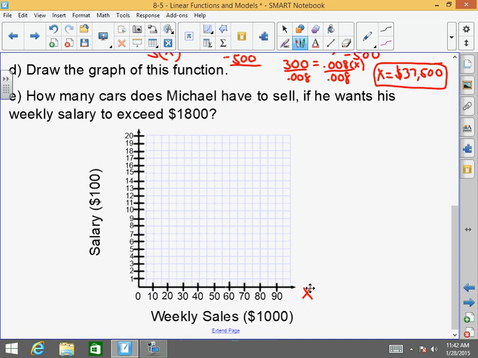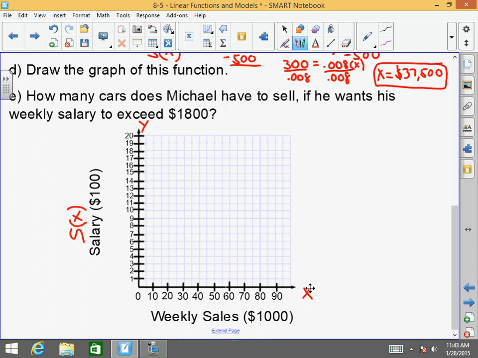And I know that my salary, my S of X, is dependent on X, so that's on my Y-axis. And here I put salary in hundreds. So for example, where I see a 9 here, it's not 9, it's 900. On the bottom, as you can see, I skipped a space in between, so I'm going by 5s. And on the Y, I just went by 1s.